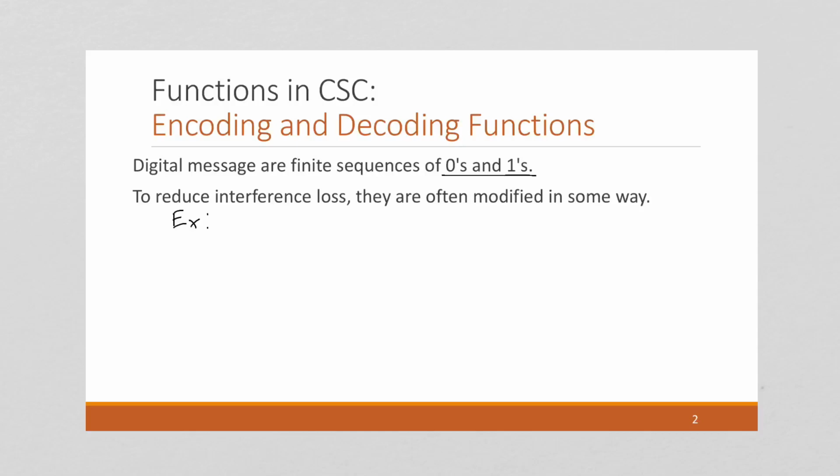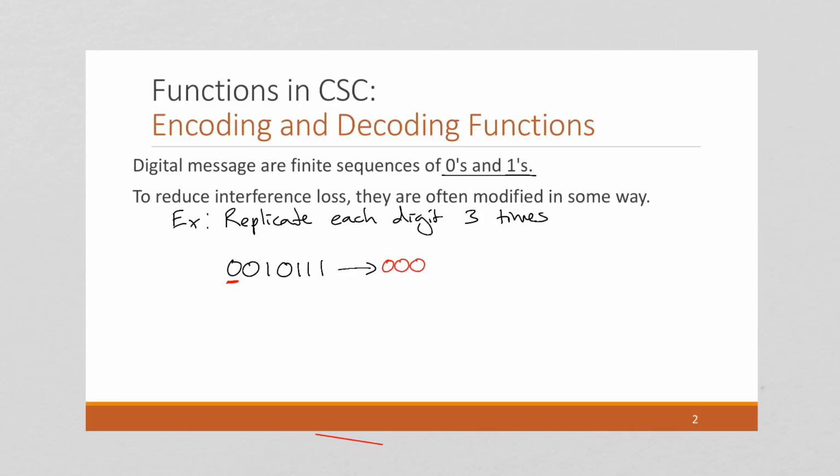We'll have an encoding rule, and this one's going to be: replicate each digit 3 times. So what does that mean? If I have a message 00101111 and I want to transmit this across a channel, from my computer to your computer via the internet, every time I see a digit, I'm going to create 3 of them. So here's a 1, so we get 3 ones, another 0. Okay, so here's an encoding of our digital message.